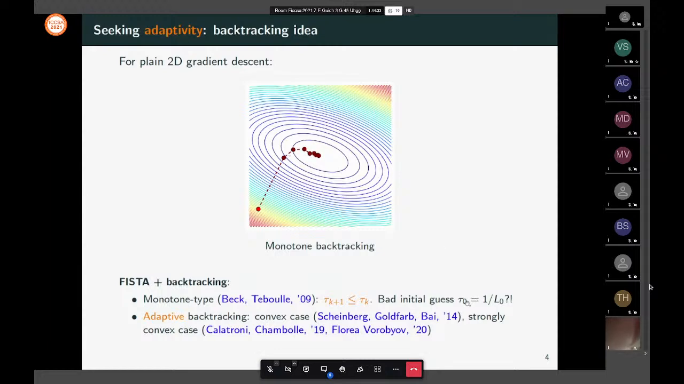The problem is that whenever you start with a bad estimation of your Lipschitz constant, then it corresponds to a very small estimate of your time step. And since the strategy is by definition monotone, you cannot improve it anymore. So we decided to use some adaptive backtracking strategy, which was proposed in the convex case in this work, and where I previously worked in strongly convex scenarios with some linear convergence results.